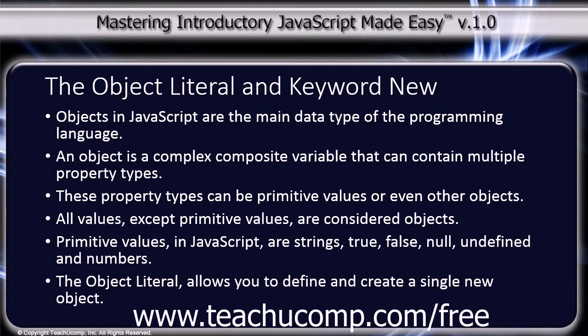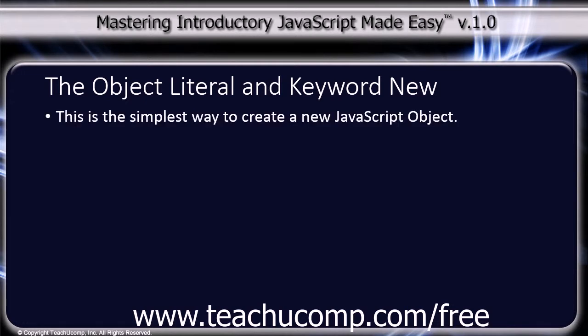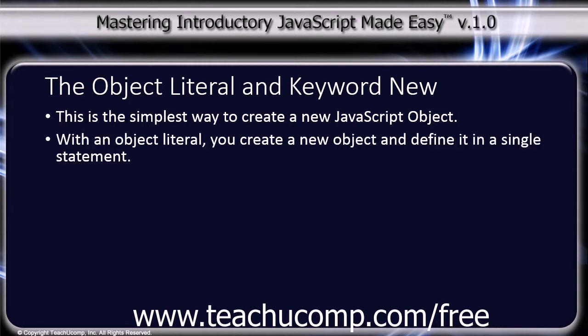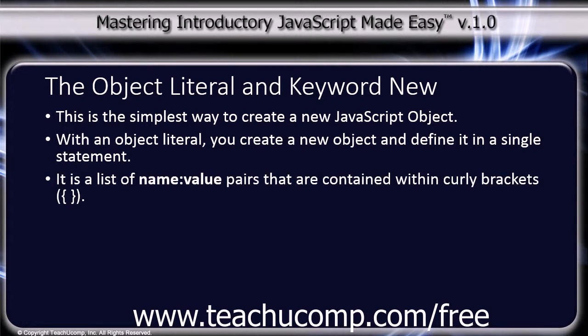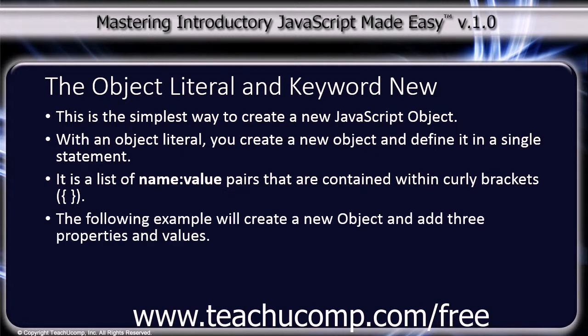The object literal allows you to define and create a single new object. This is the simplest way to create a new JavaScript object. With an object literal, you create a new object and define it in a single statement. It is a list of name-value pairs that are contained within curly brackets. The following example will create a new object and add three properties and values.